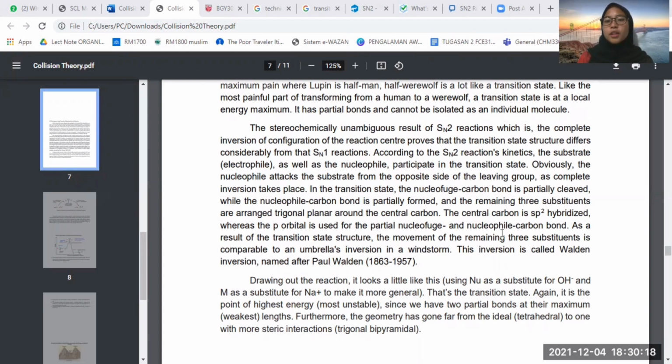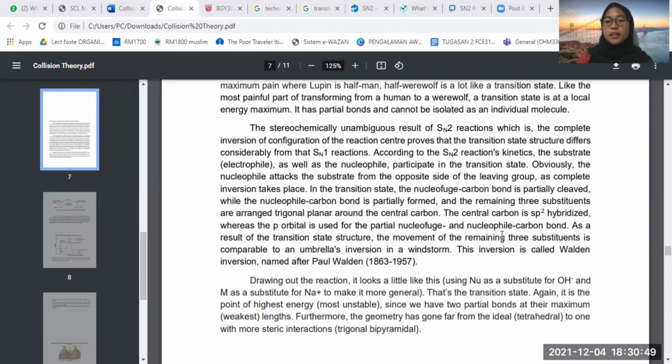According to the SN2 reaction schematics, the substrate, which is the electrophile, as well as the nucleophile, participate in the transition state. Obviously, the nucleophile attacks the substrate from the opposite side of the leaving group as complete inversion takes place. In the transition state, the leaving group carbon bond is partially cleaved, while the nucleophile carbon bond is partially formed, and the remaining three substituents are arranged trigonal planar around the central carbon.